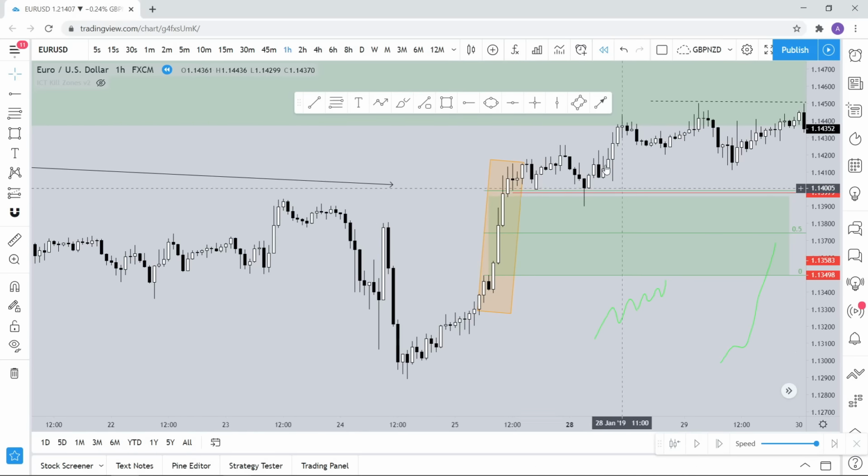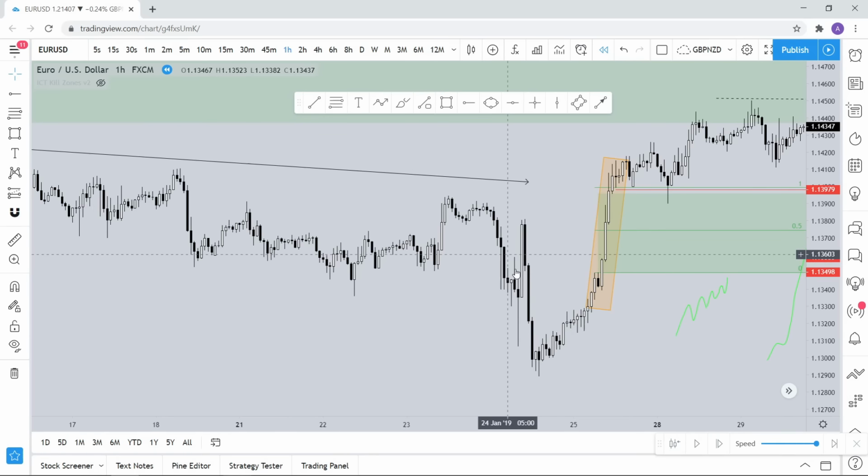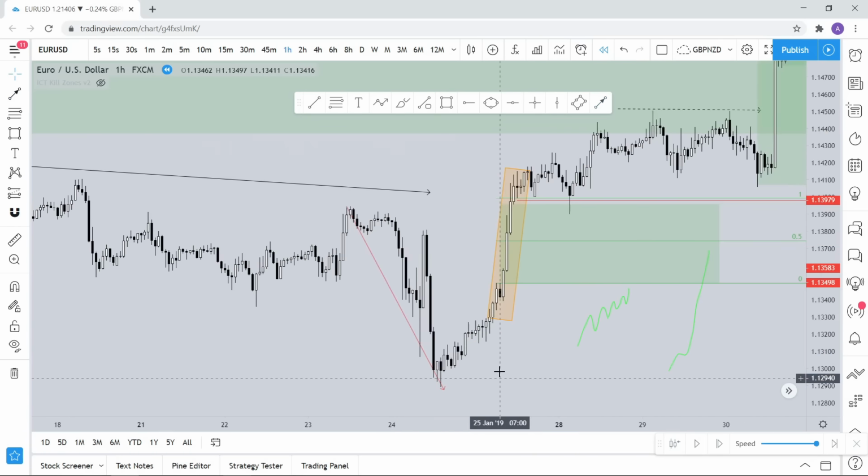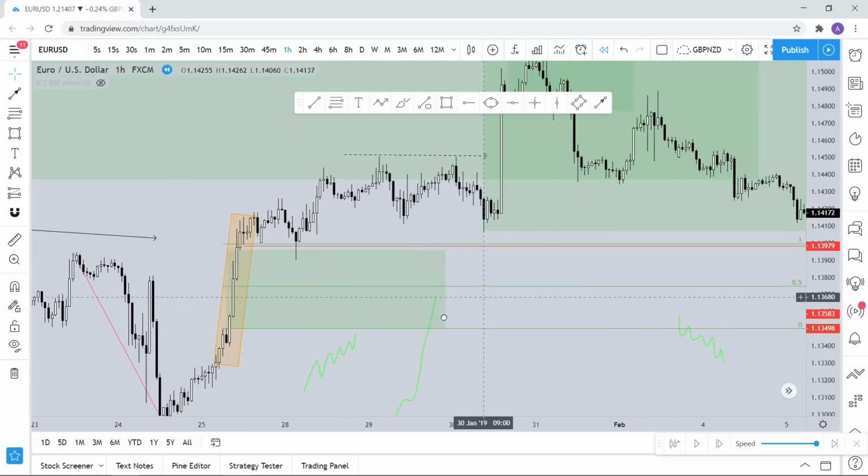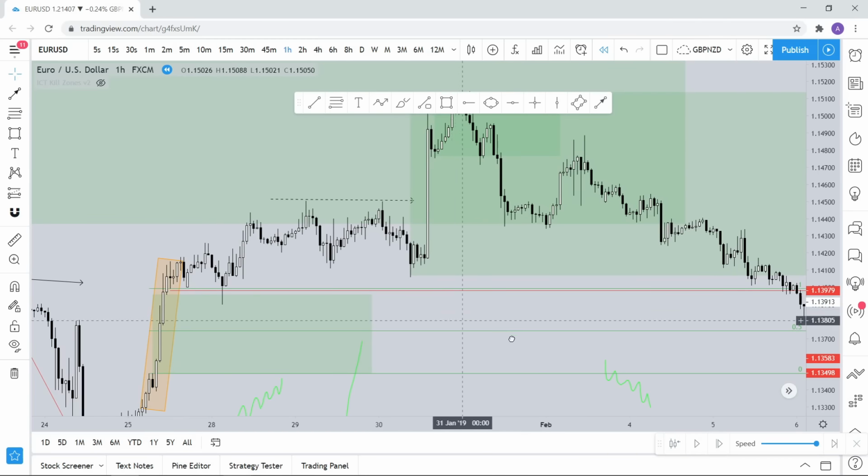In this case, for example, now that we're talking about this structure, we can see that all this move to the downside that began right here, this is an order block. Once this order block was broken right here, price came back, tested the start of it, and then continued going higher. So how can we apply this into order blocks?